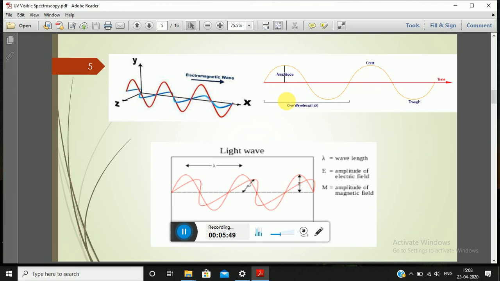Amplitude can be considered as the height of the wave. In the diagram shown below, lambda is the wavelength, capital E is the amplitude of the electric field, and M is the amplitude of the magnetic field. Basically, amplitude is associated with energy. The higher the energy, the more the amplitude. The lower the energy, the lower the amplitude, so the wave height will be shorter.